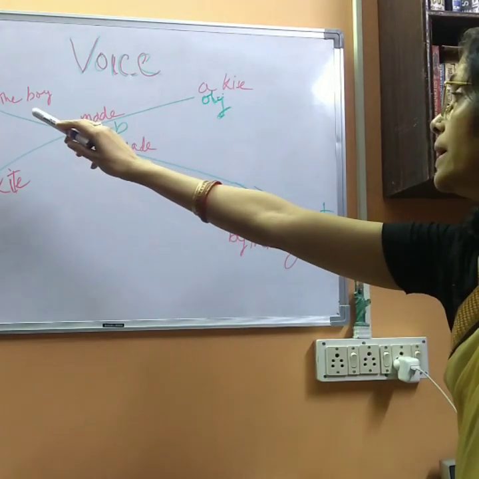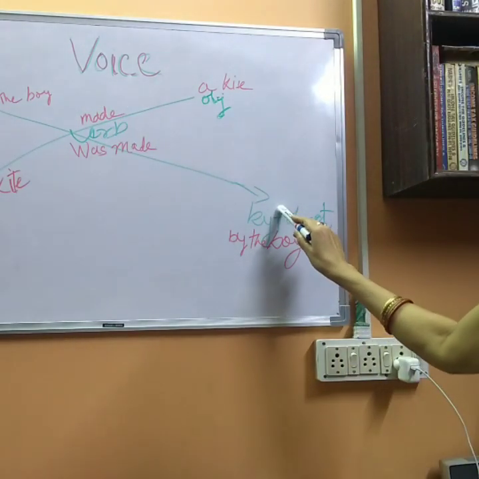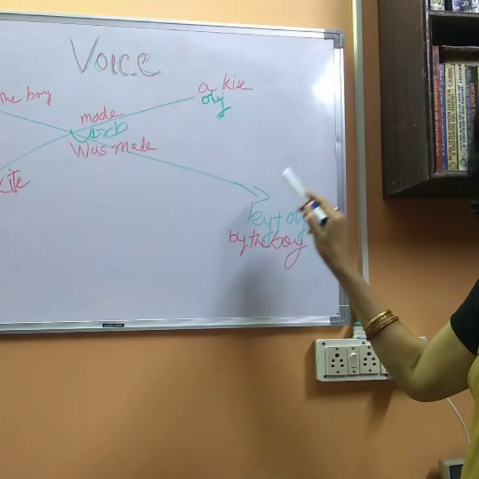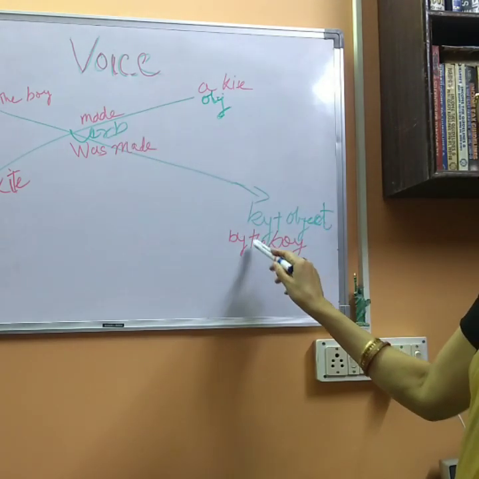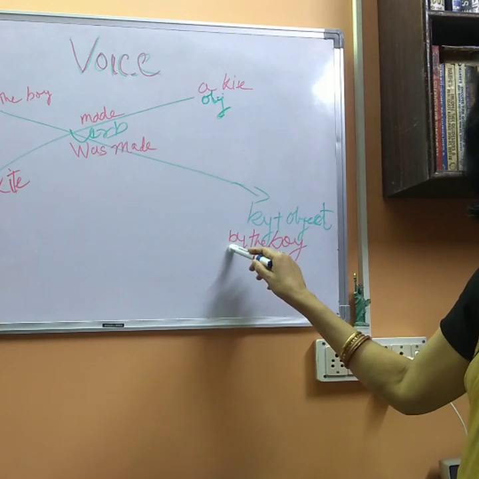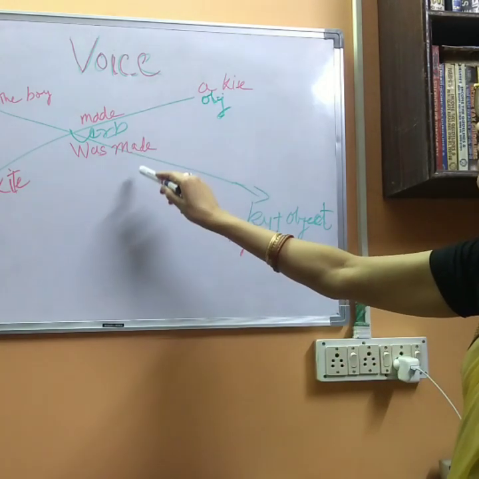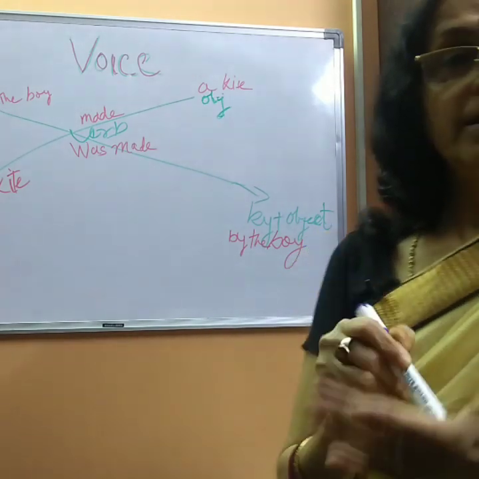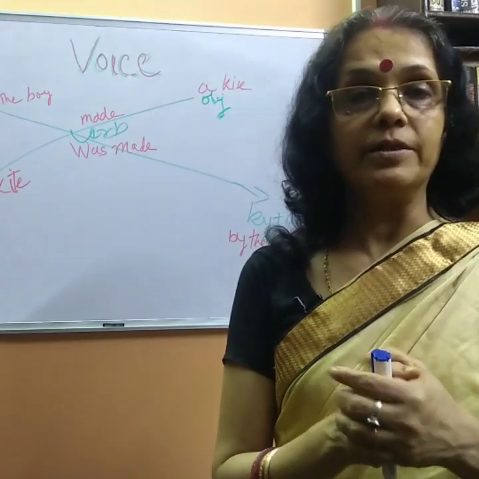So the subject of the active voice becomes the object of the passive voice, and before it we have the word by. So the boy comes here and is preceded by a by. So what is your passive voice now? A kite was made by the boy. So this is how we change from active to passive or vice versa.